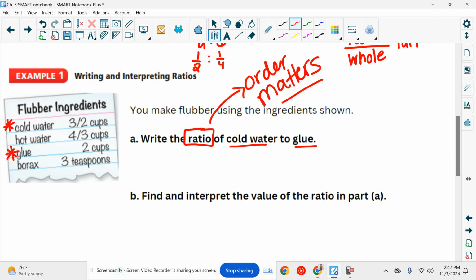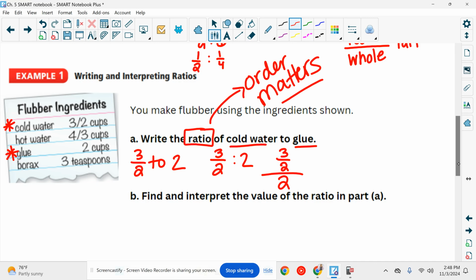I want to first write that using word form. So I would do 3 halves to 2 cups. I could write it as a colon. 3 halves to 2. And I can write it as a fraction. 3 halves over 2. And those are the 3 different forms that I can use to write my ratio.